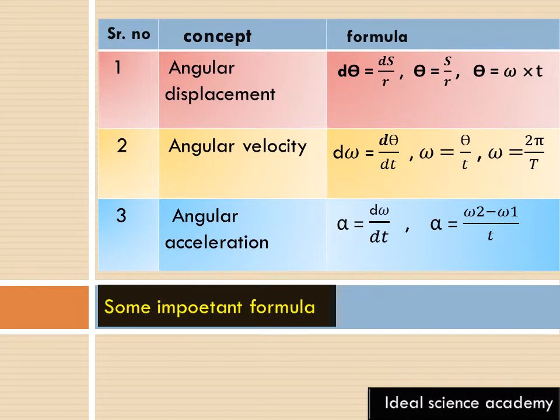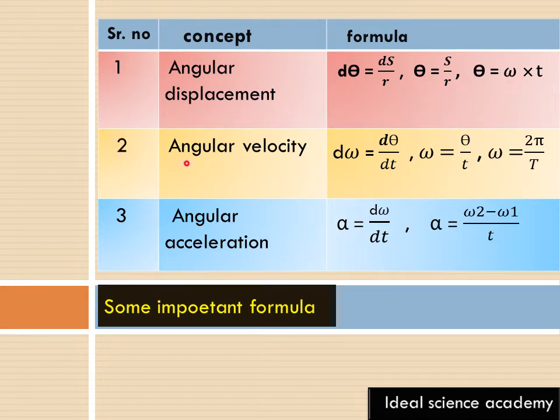Today we are going to start some important formulas. The first important formula is of angular displacement, that is d theta. d theta equals ds upon r, where ds is the arc length and r is the radius. It is also written as theta equals s upon r, where s is the arc length and r is the radius. Or it is also written as theta equals omega into t, where omega is the angular velocity.